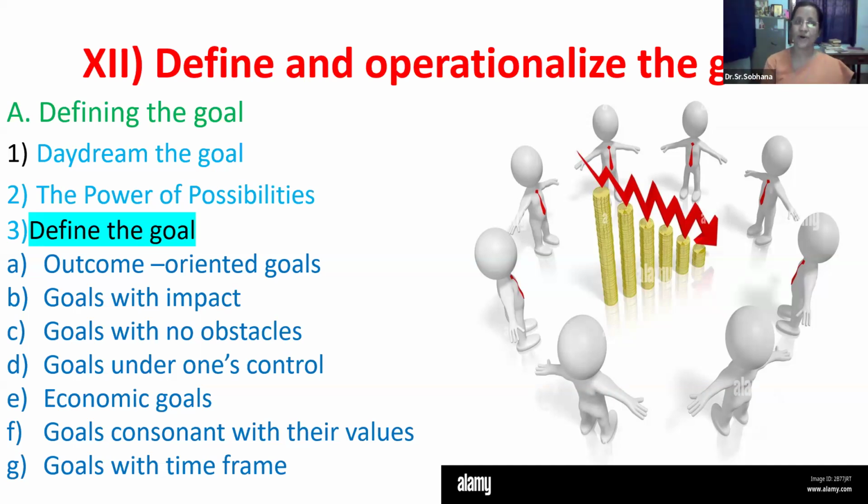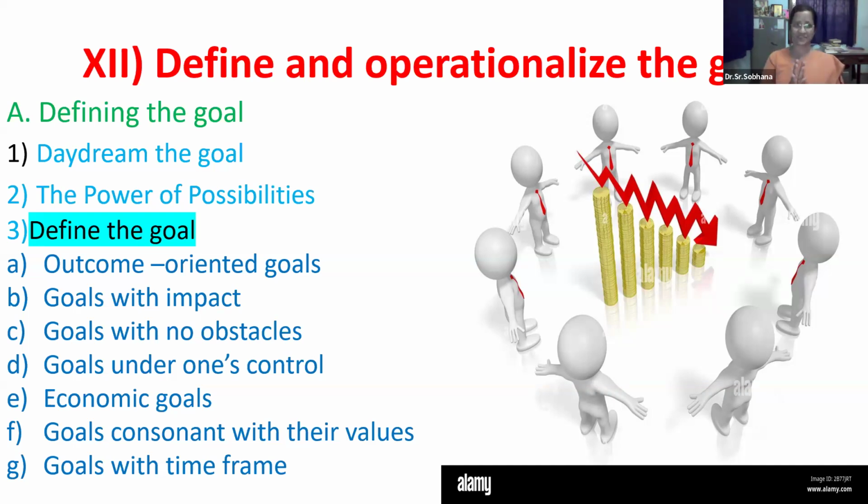Always define the goal as an outcome-oriented goal. We want some outcome. Here, the client is coming with a behavioral disorder. We want to see that some behaviors have changed in the client. That is the most important thing for us. Then goals with impact. Some impact has to be there, and from the first session onwards, there should be some impact in the counseling.